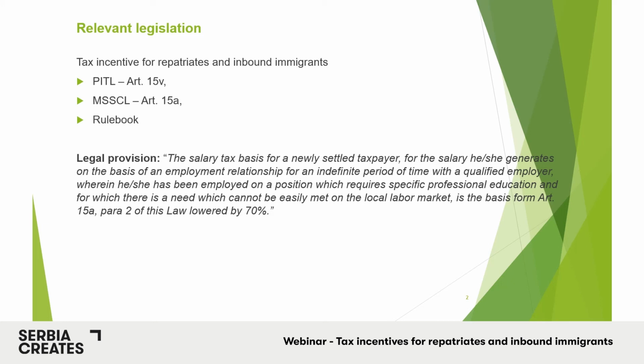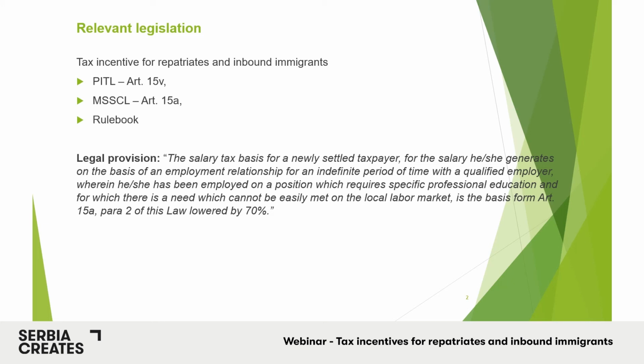The legal provision itself stipulates that the tax salary basis for a newly settled taxpayer, for the salary he or she generates on the basis of an employment relationship for an indefinite period with a qualified employer, wherein he or she has been employed on a position which requires specific professional education and for which there is a need which cannot be easily met on the local labor market, is lowered by 70%.